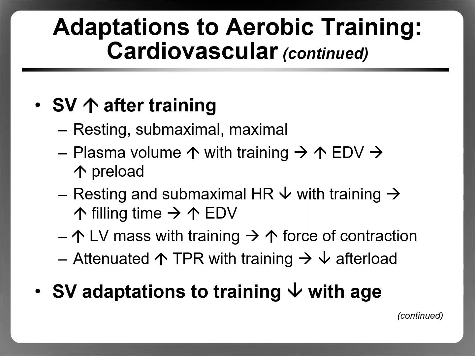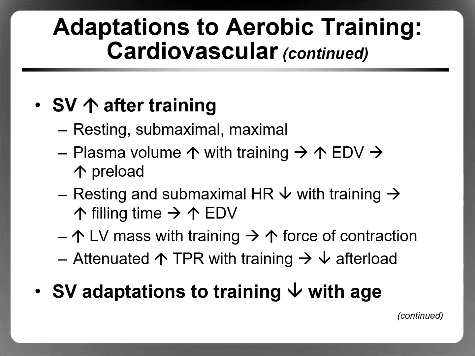All right, so digging a little bit more into stroke volume, we know it's going to increase after we do some sort of training. We're also going to have increases at rest, submaximal effort, and maximal effort. Again, that is because our plasma volume increases with training, so we have increases in end diastolic volume, therefore an increase in preload. We know that when this ventricle stretches due to preload, it is going to make my contraction much more forceful when we actually do get to contraction.